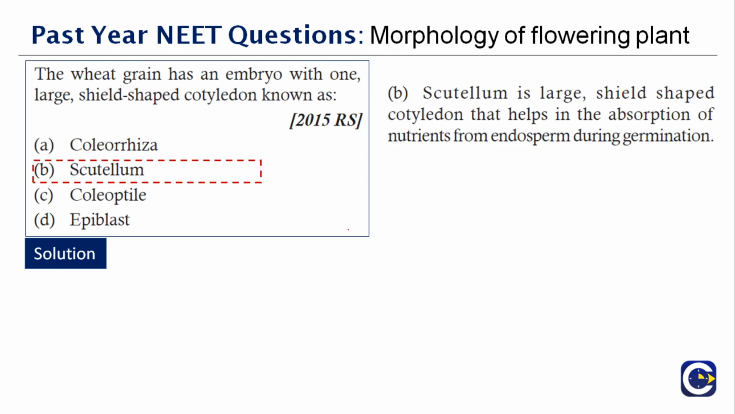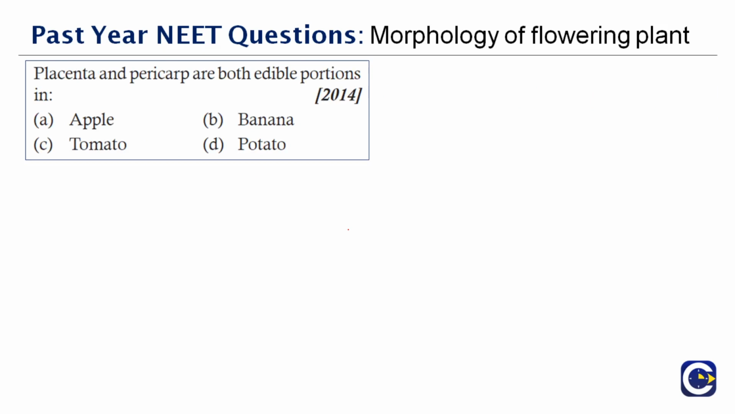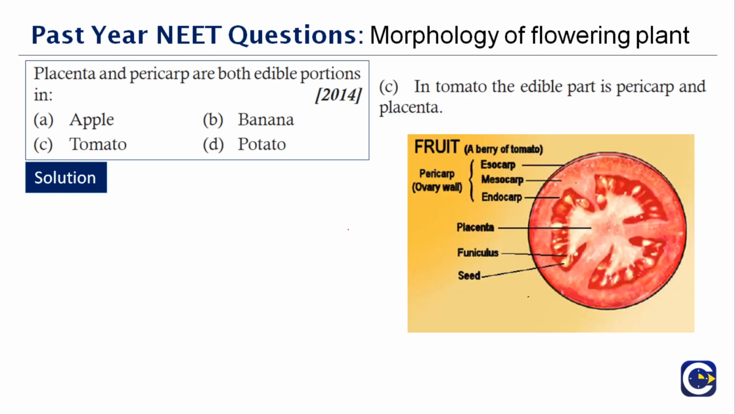Okay, next question here. Placenta and pericarp are both edible portions in dash. So this is again an easy question for you. What do you think will be the answer here? It's not apple, it's not banana, it's not potato. The right answer is tomato. In tomato, the edible part is the pericarp and the placenta. You have both visible there. So I'm going to give you an image here, which clearly shows the pericarp and the placenta. So this is the placenta, and these are the regions of exocarp, mesocarp, then you have the endocarp. So all parts are edible. Therefore, the right answer is option C.